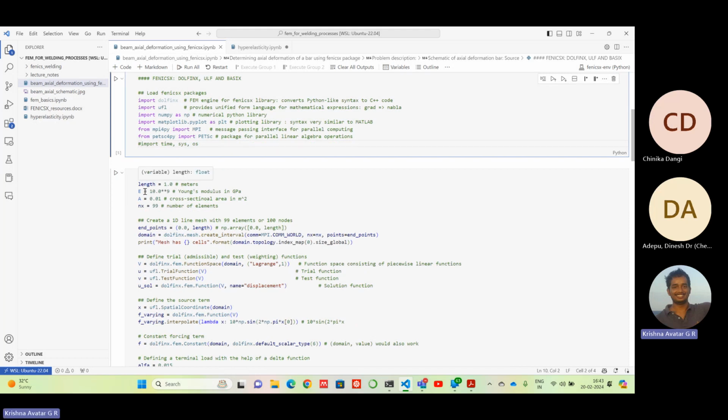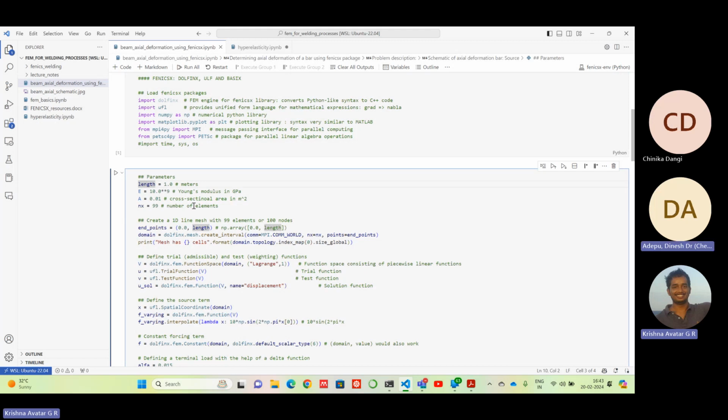The fundamental parameters are length, which we have taken to be 1 meter, and Young's modulus to be 10 power 9. And A is equal to 0.01 in meters squared. And the number of elements we are taking is 99. Now the next step will be discretization. So we create a 1D line mesh with 99 elements or 100 nodes, and the endpoints are 0, comma length.